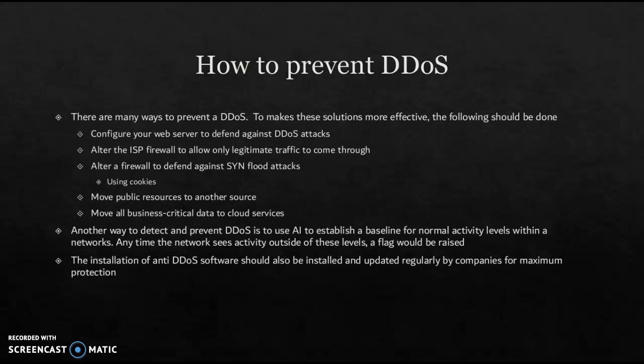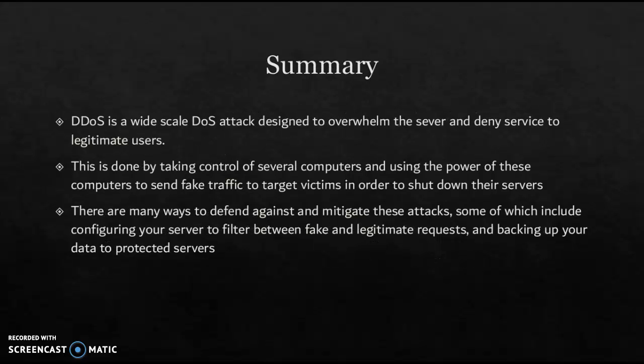Another way to detect and prevent DDoS is to use AI to establish a baseline for normal activity levels within networks. Anytime the network sees activity outside of these levels, a flag would be raised. Anti-DDoS software should also be installed and updated regularly by companies for maximum protection.